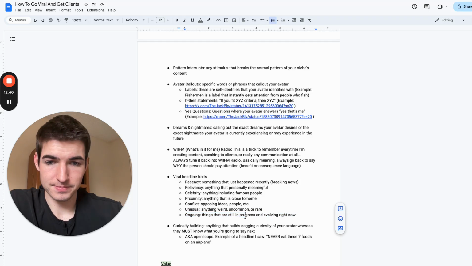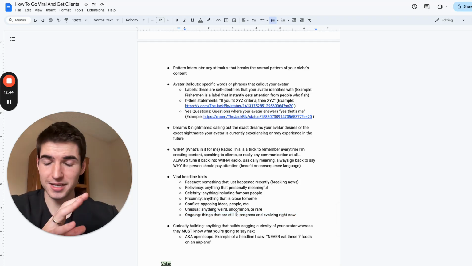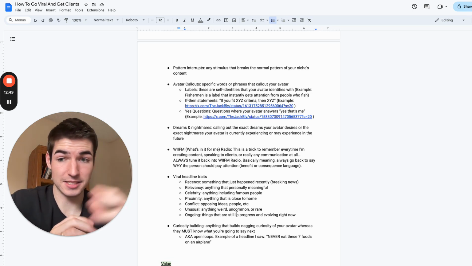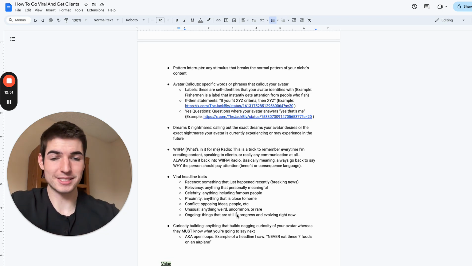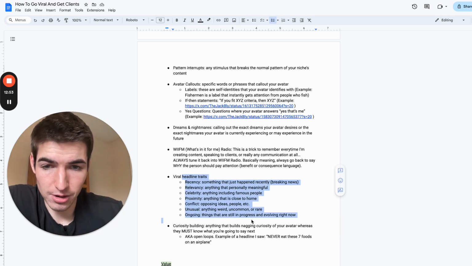Then we have ongoing. This is things that are still happening right now in the live moment. So there's a car chase that's live. A lot of people pay attention because they think, oh shoot, I don't know what's going to happen next. Is he going to crash? Is he going to escape? What's going to happen? All right, so those are the viral headline traits.